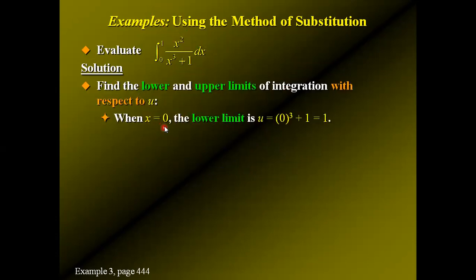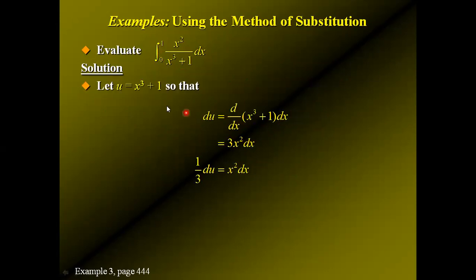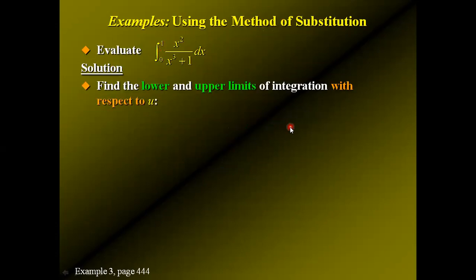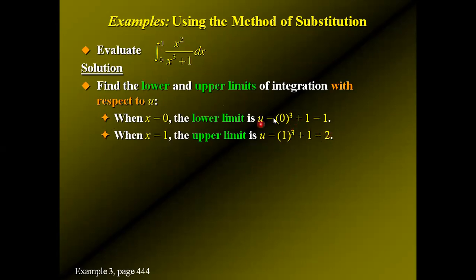Then when x equals 0, what will the lower limit u be? We have to change the upper limit and lower limit. If x equals 0, then u equals 1. And if x equals 1, the upper limit, then u equals 2. So x equals 0 gives u equals 1, and x equals 1 gives u equals 2.